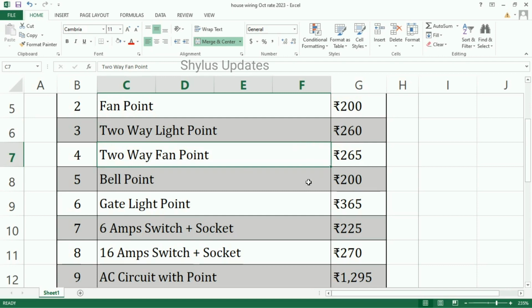Bell point, ₹200. Gate light point, ₹365. 6M switch plus socket, ₹225. 16A switch plus socket, ₹270. AC circuit with point, ₹1295.